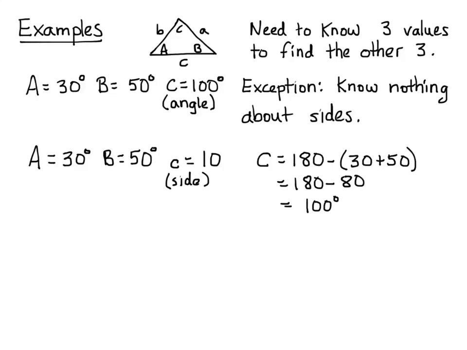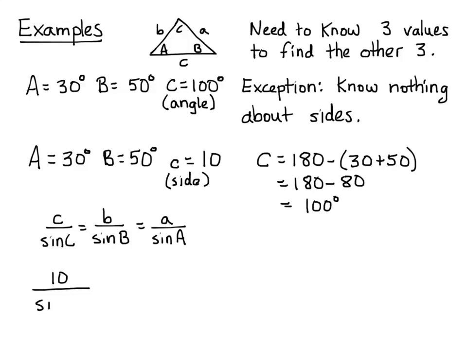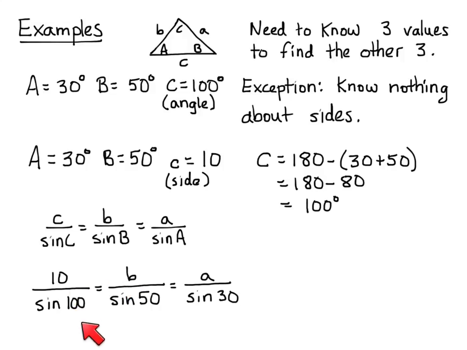So how do we find sides A and B now? Well, we can use the law of sines now, right? Because we know that C over the sine of C equals B over the sine of B equals A over the sine of A. So we substitute all the things that we know in here. And so you can solve for B and A just by taking 10 divided by the sine of 100 times the sine of 50 equals B. You take 10 over the sine of 100 times the sine of 30, and you get A.